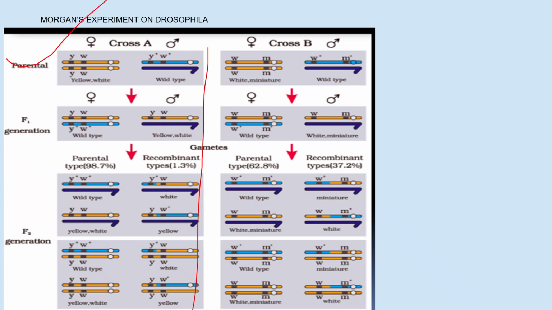Cross A, you will see Y and W are two genes. ये दोनों genes बहुत पास पास हैं. As you can see, there's white, yellow eye color and wild type, right? So this is a female and that's a male. तो जब इनमें cross होगा, so you will be able to see in the F1 generation these Y and W, Y plus and W plus, are still together.